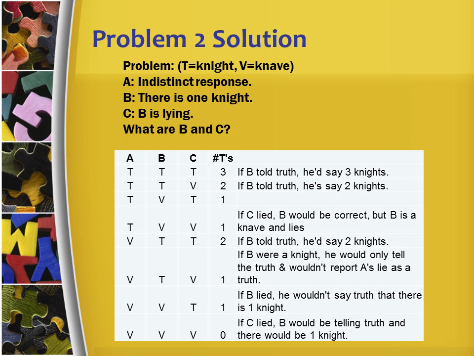Okay, so we've eliminated the last row, and so there's only one possible truth, which is TVT. So A is a knight, B is a knave, and C is a knight.